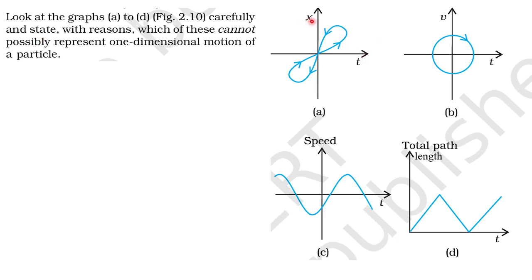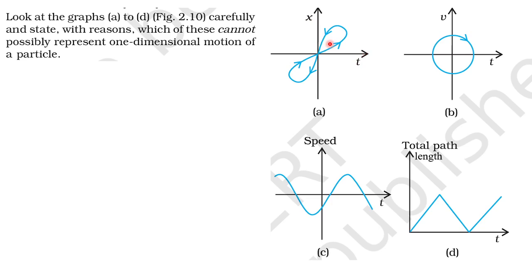x stands for position. A car is moving along a line. A car is not moving along a curved path. The car is moving straight. The position of the car versus time is plotted. Position time graph. Does it represent one dimensional motion?